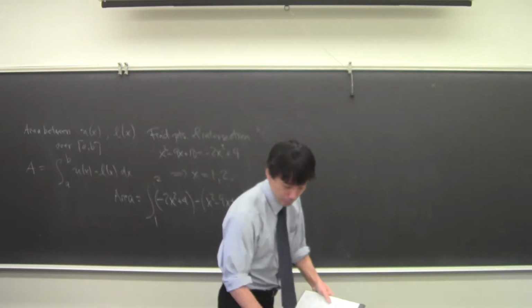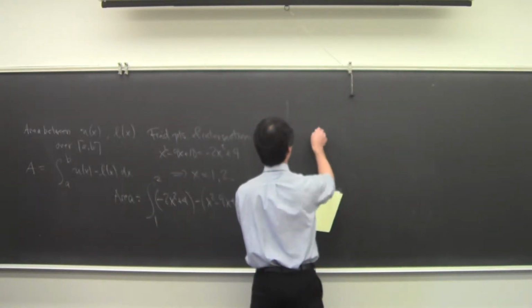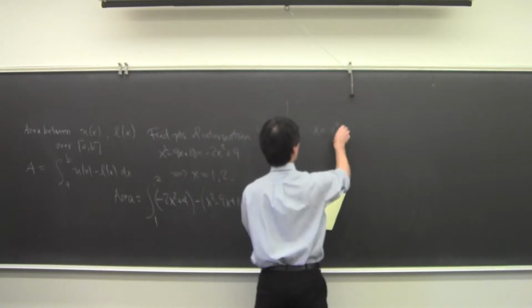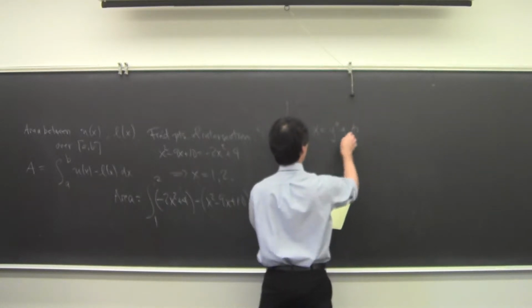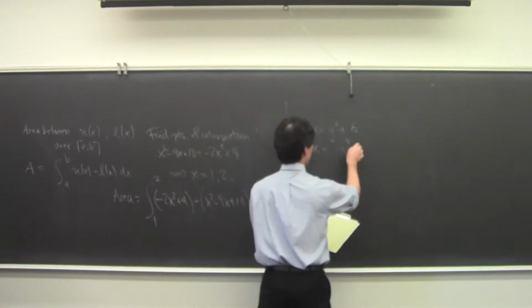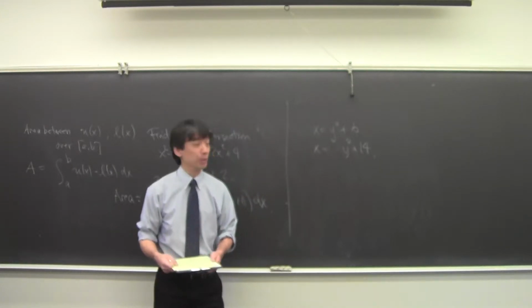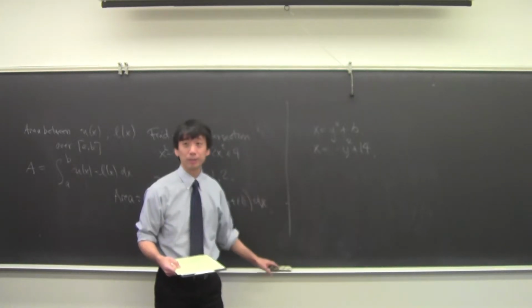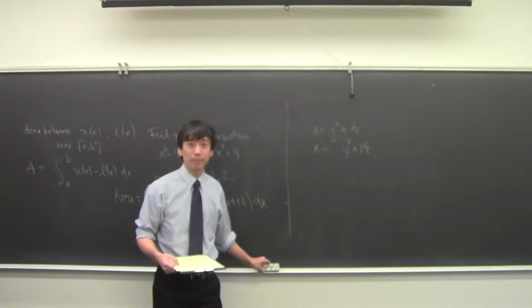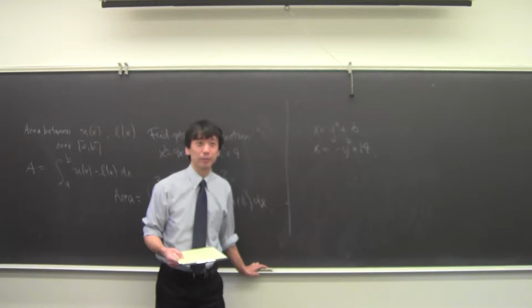Let me do one that's just slightly different. Suppose we have this situation, x equals y squared plus 6, and x equals negative y squared plus 14. I want to find the area between these two parabolas. So again, take 1 minute and see if you can do it.